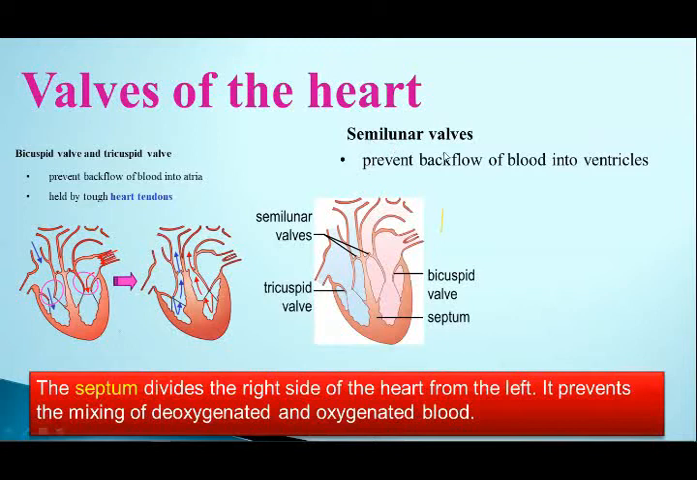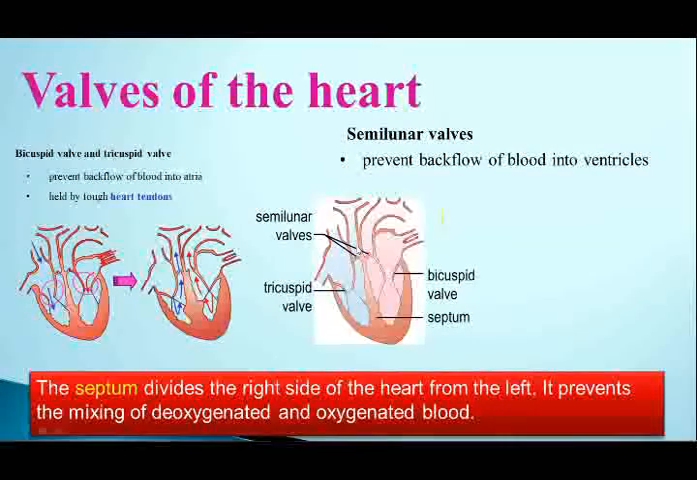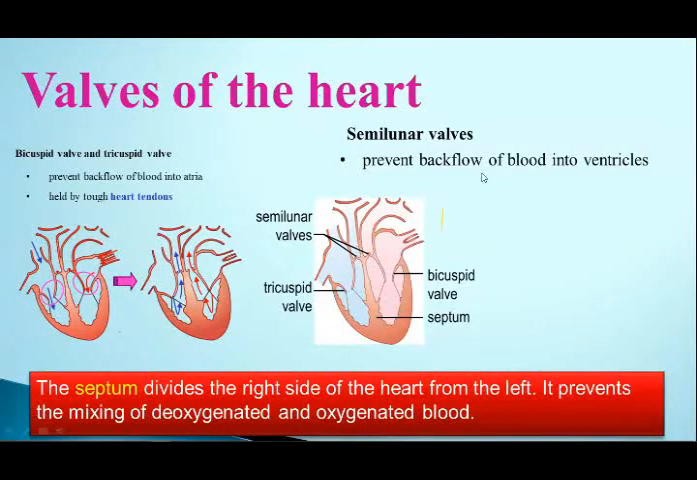Okay. Now the semilunar valves are valves which are located in the blood vessels like the aorta, as well as where do you find it? In the pulmonary artery. They prevent the backflow into the ventricles. So please remember, this is a very important point. Now, what is the function of the septum? The septum divides the right side of the heart from the left. Okay.